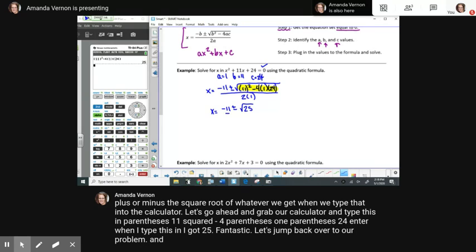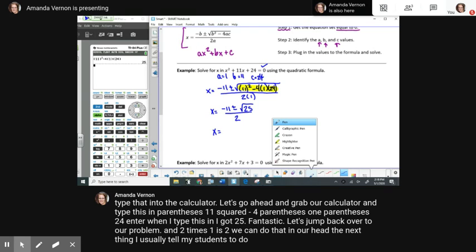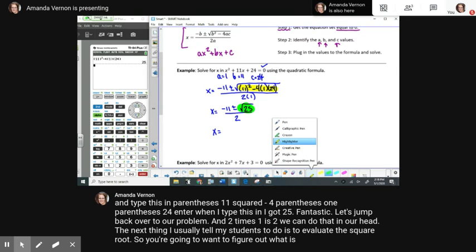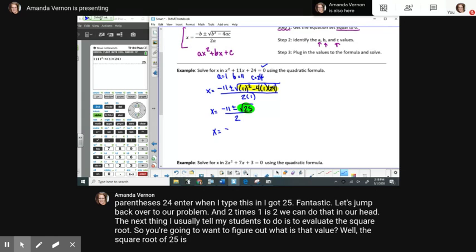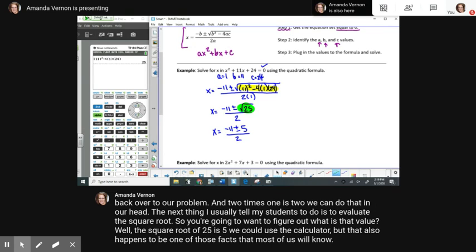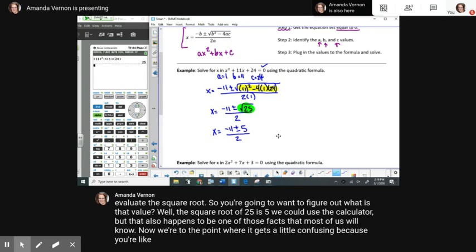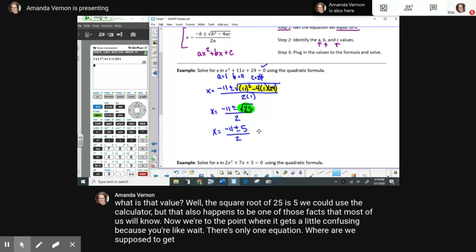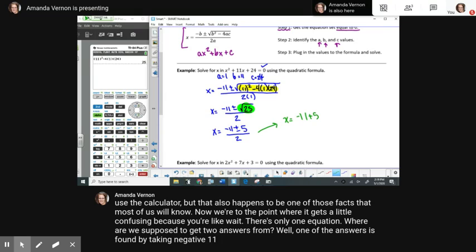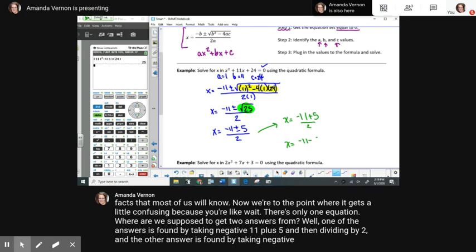And 2 times 1 is 2. We can do that in our head. The next thing I usually tell my students to do is to evaluate the square root. So you're going to want to figure out, what is that value? Well, the square root of 25 is 5. We could use the calculator, but that also happens to be one of those facts that most of us will know. Now we're to the point where it gets a little confusing because you're like, wait, there's only one equation. Where are we supposed to get 2 answers from? Well, one of the answers is found by taking negative 11 plus 5 and then dividing by 2. And the other answer is found by taking negative 11 minus 5 divided by 2.